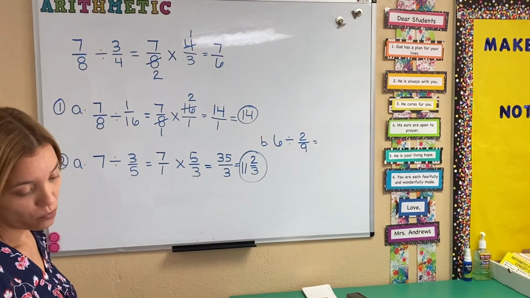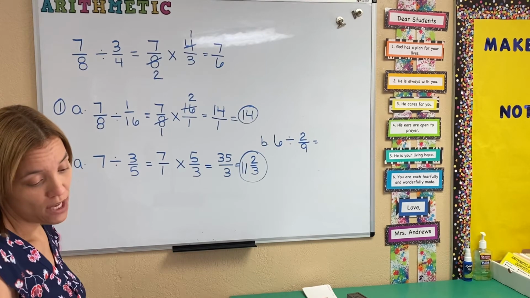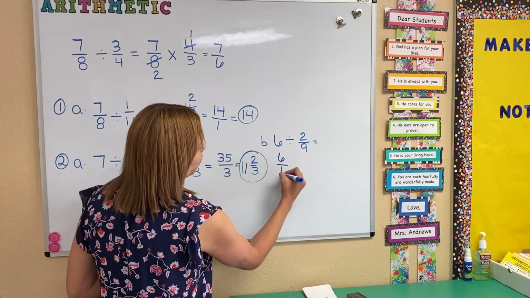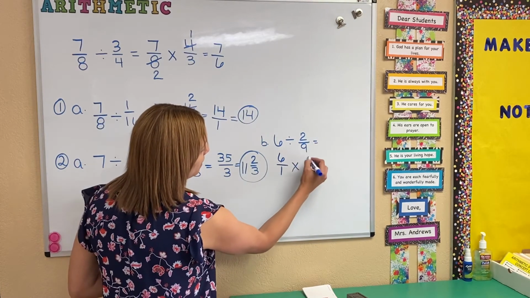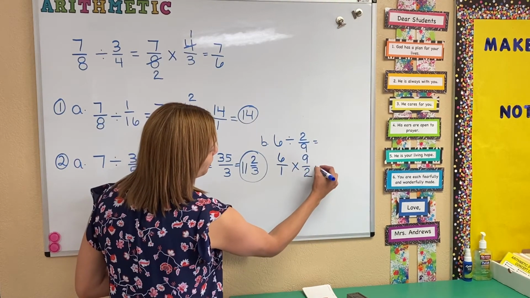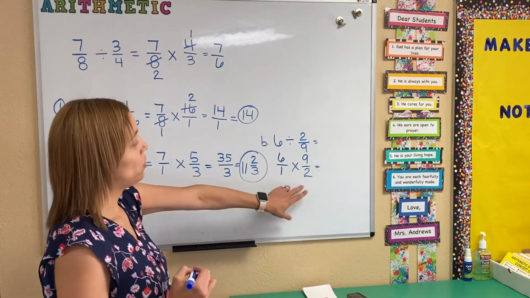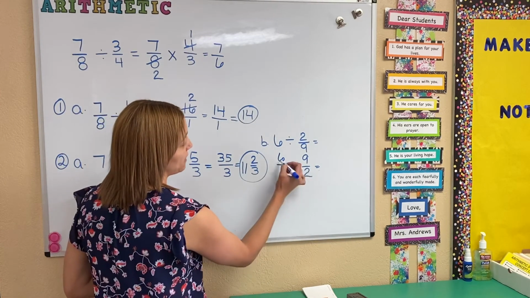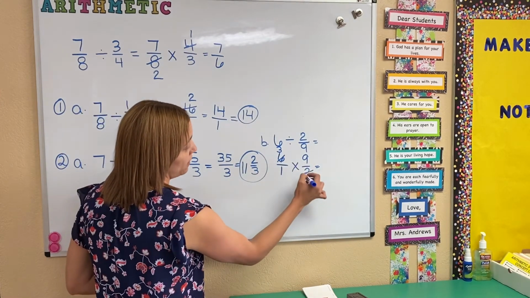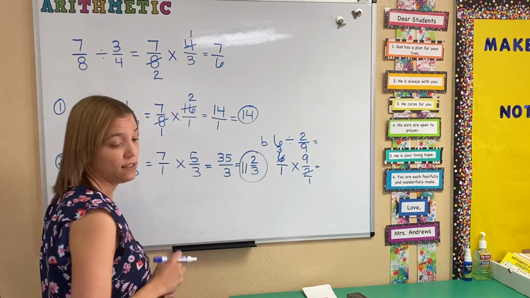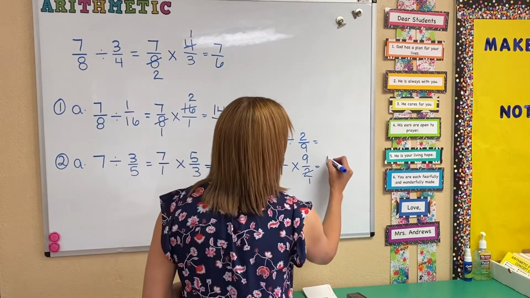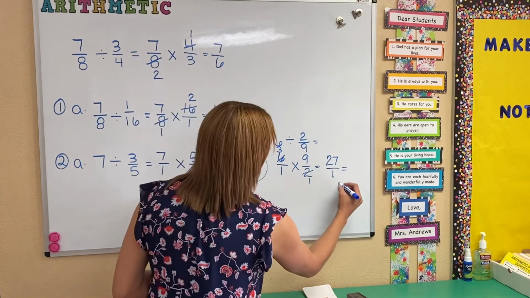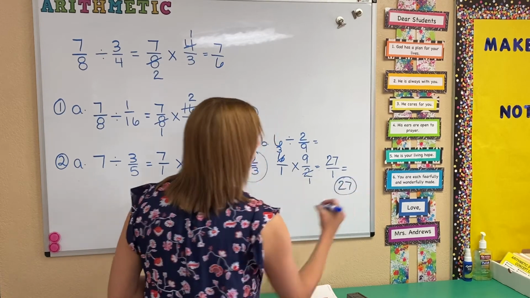Let's move on with number 2, letter B. We have 6 over 1 times 9 over 2. Does 2 go into 6? Yes. So how many times? That would be 3, and that would be 1. 3 times 9 would be 27 over 1, and that would be equal to 27. Okay?